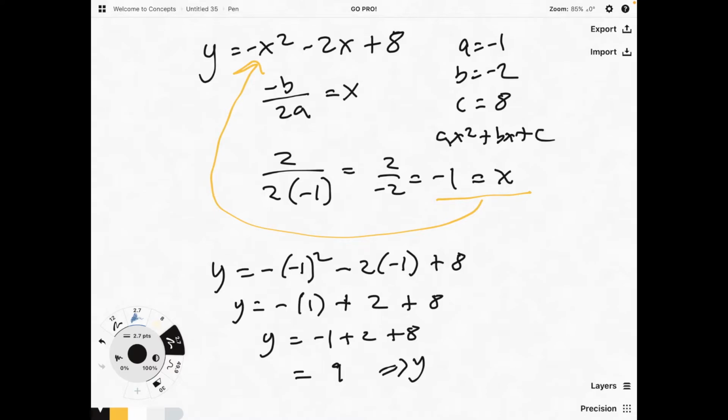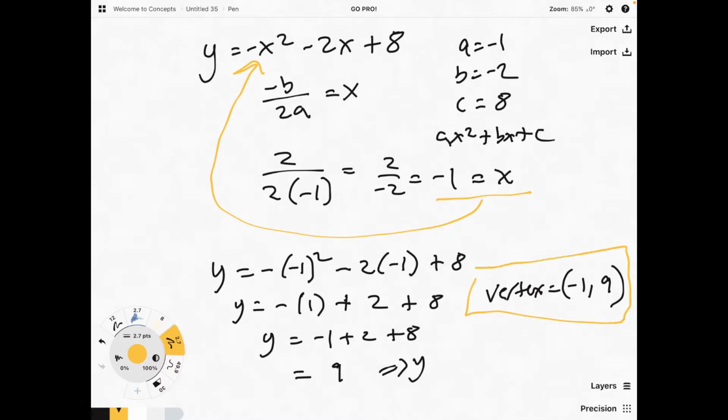Therefore, we know that the vertex is equal to our x value, which is negative 1, and 9. And this is our answer. Again, we didn't have to do much computation. By using the theorem for locating a vertex of a parabola, we were able to very easily solve for x, use that x value to solve for y, and we know that this vertex is again at negative 1, 9.